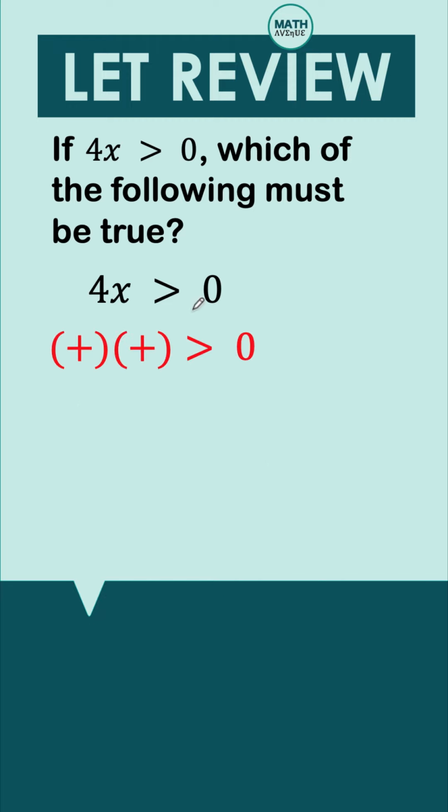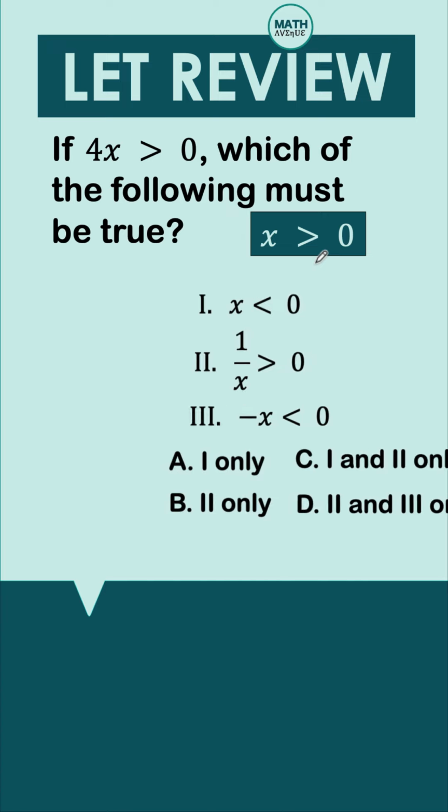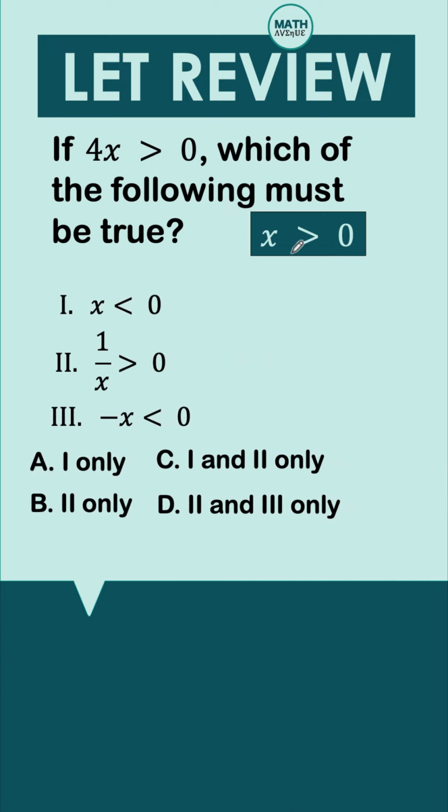And this statement is only true when x is also positive because 4 is already positive. Therefore, we now say that x here must be greater than 0. Now, going back to the given options, notice that this x greater than 0 is not one among these options. So we have to analyze each one of them and select A, B, C, or D.